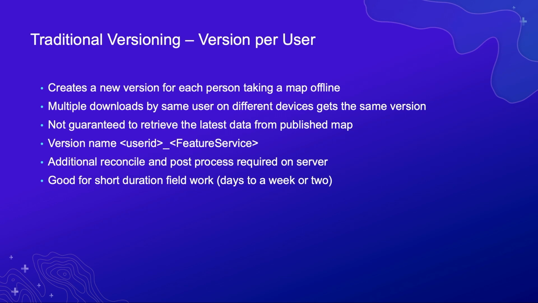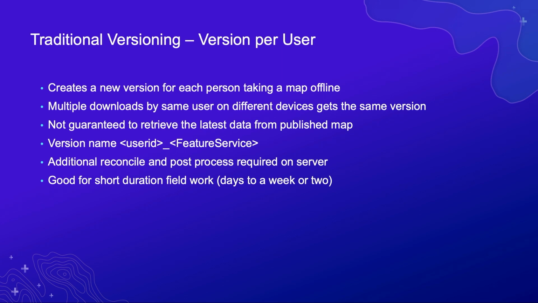Now, another model that's available with traditional versioning is version per user. This is where a new version is created for each person taking a map offline. It doesn't matter how many times I take that map offline. If it's the same user, I'll always be taking that map from the original version. Now, this doesn't guarantee the latest content of the default branch is included in the version when you go offline.